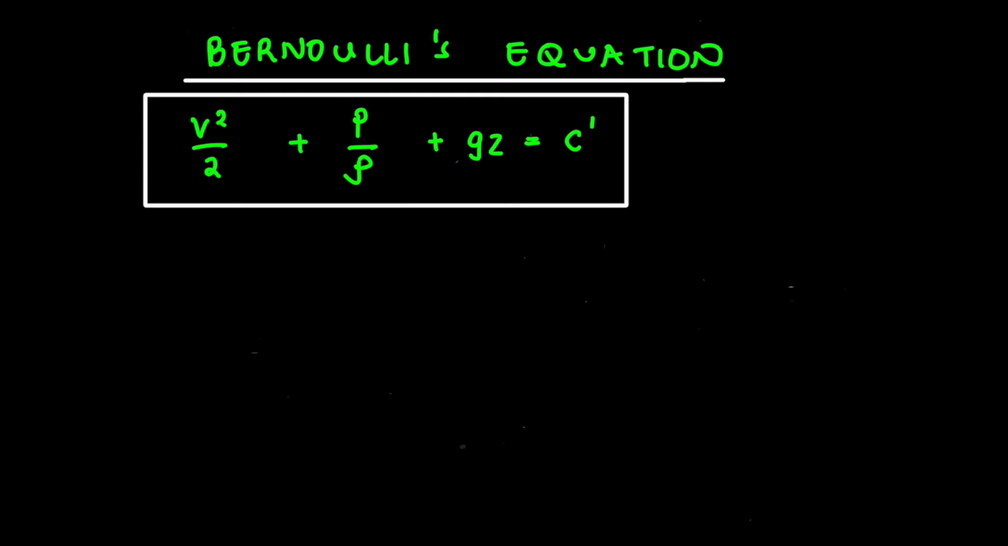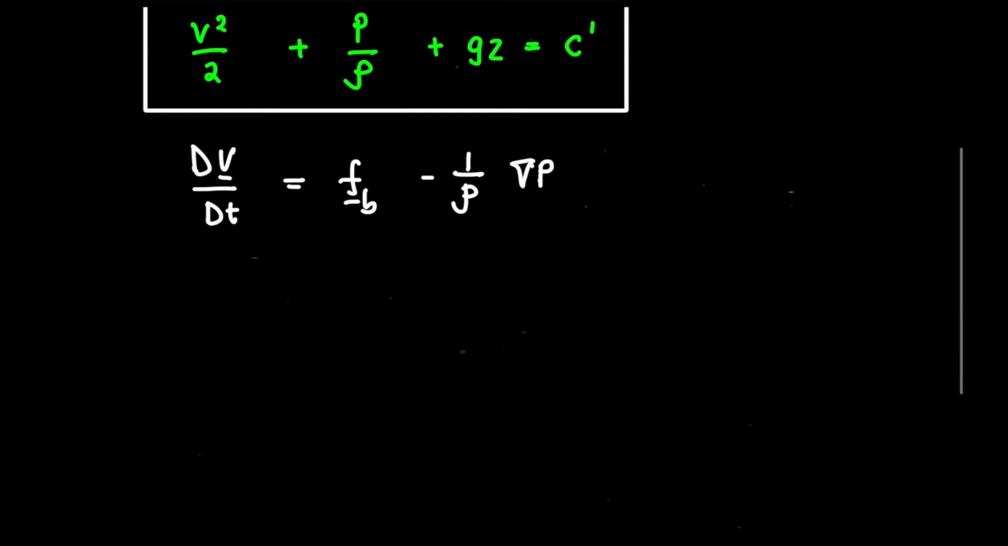In order for us to derive Bernoulli's equation, we're going to start with Euler's equation of motion, which equals the material derivative, the body force field minus 1 over density del P, right? Then this, guys, is Euler's equation of motion.